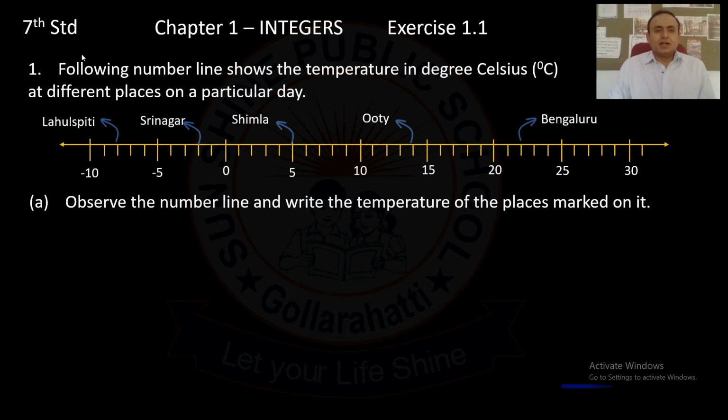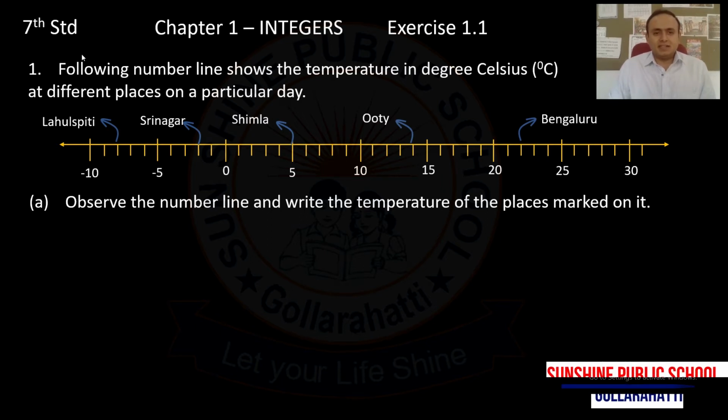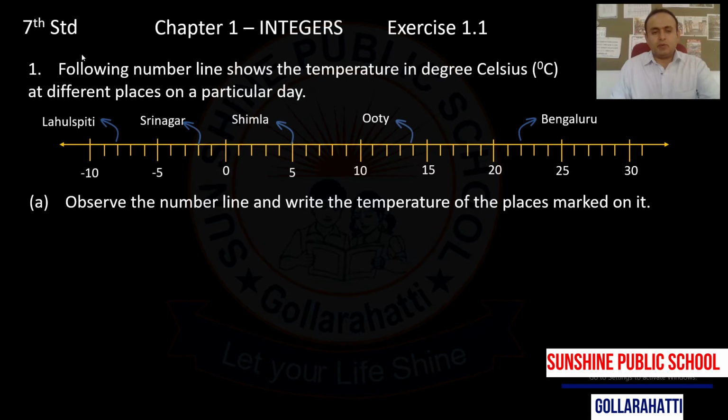Hello students, today I am going to teach you 7th standard chapter 1 exercise 1.1. First question: the following number line shows the temperature in degrees Celsius at different places on a particular day. So they have recorded the temperature on day 1 in particular places.